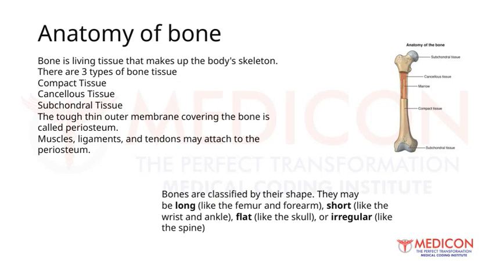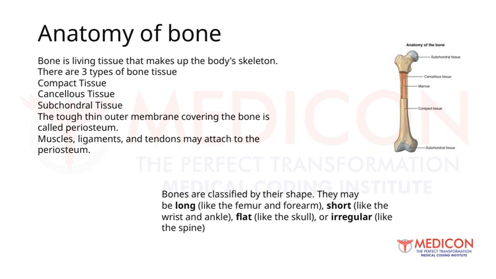Let's take a closer look at the anatomy of a bone. Bone is a living tissue, which means it's constantly changing and adapting to our body's needs. It makes up the entire skeleton, giving us structure, support, and protection. Within the bone, there are three main types of tissue. First, we have compact tissue, which forms the dense, hard outer layer. Next is cancellous tissue, also called spongy bone, which is more porous and found inside. And then there's subchondral tissue, which is located just under the cartilage in joints.